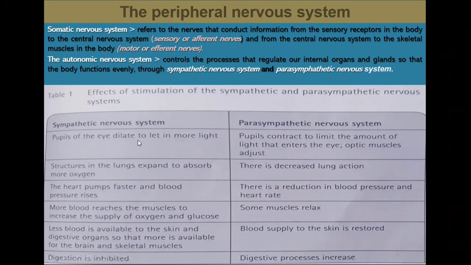When you're shocked by something, normally you can see your eyes, you are shocked. They enlarge. The pupils of your eyes enlarge. Wow, what's happening?